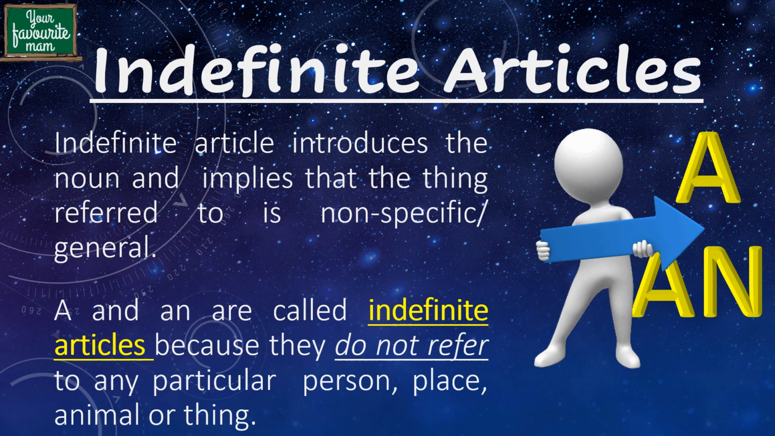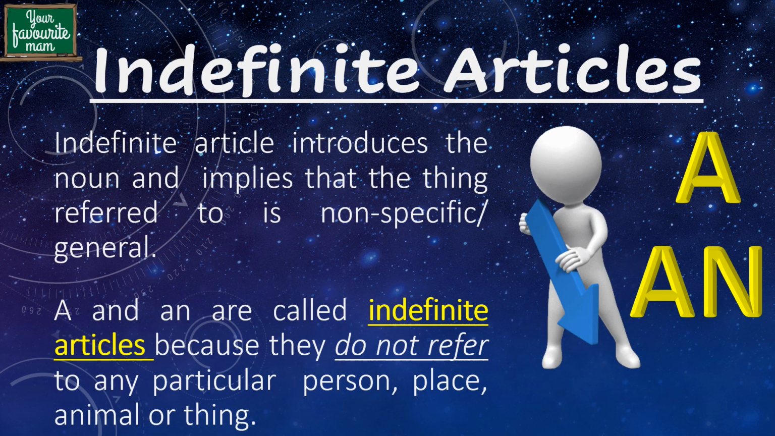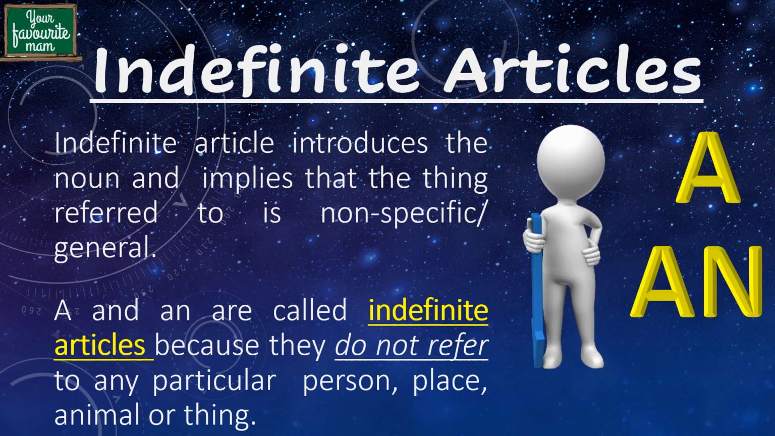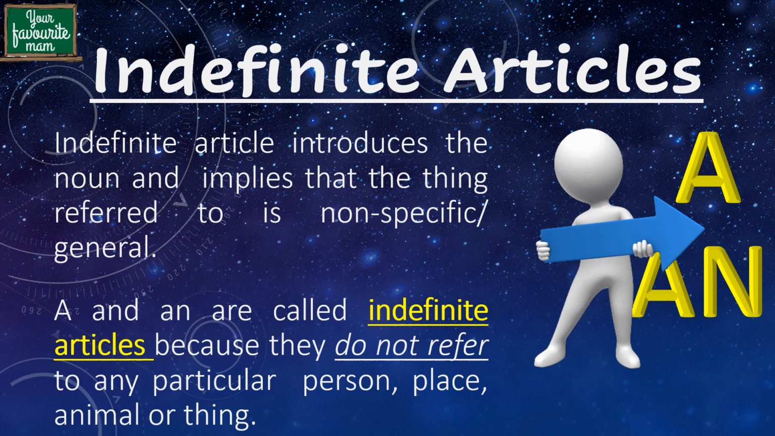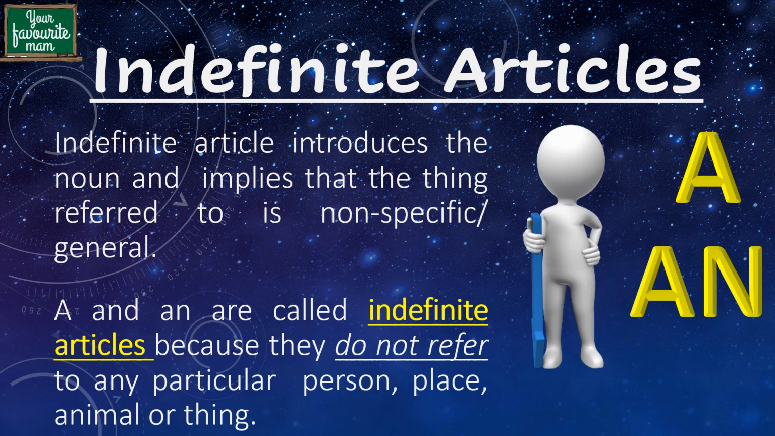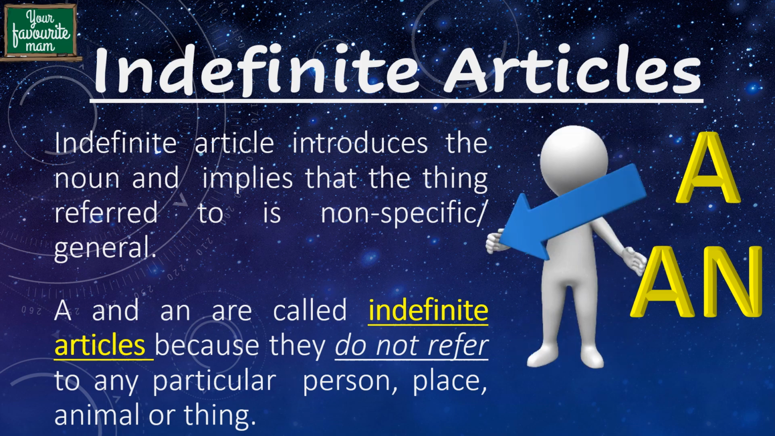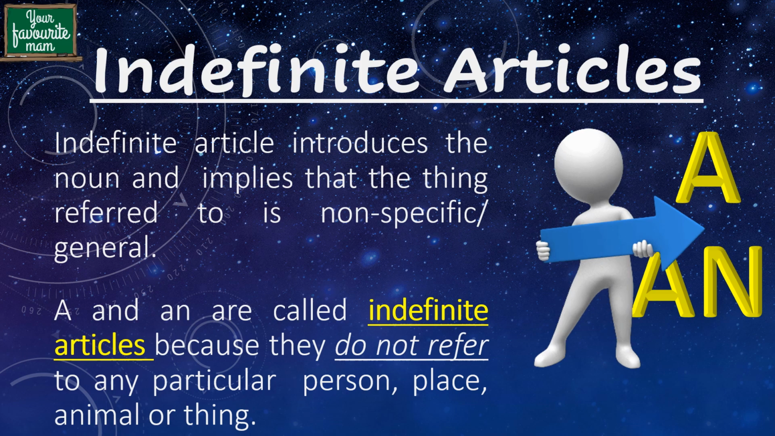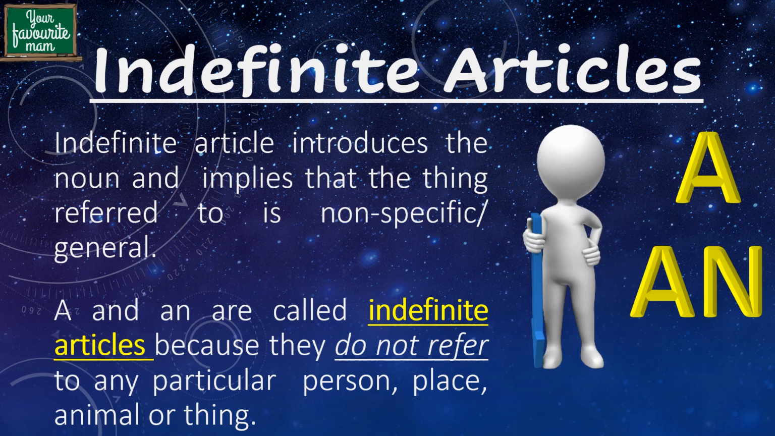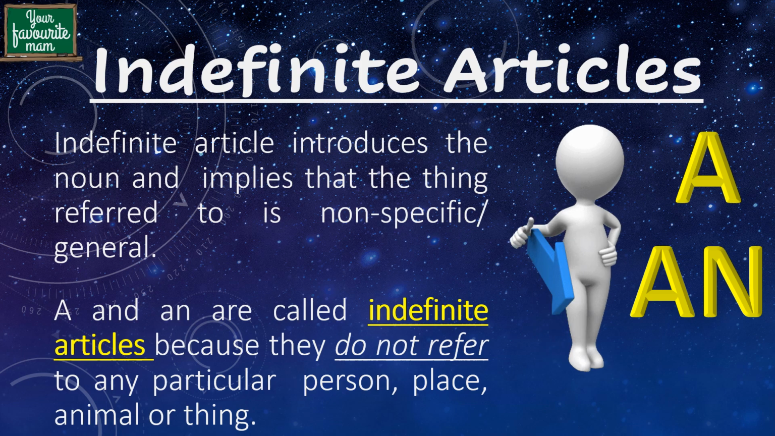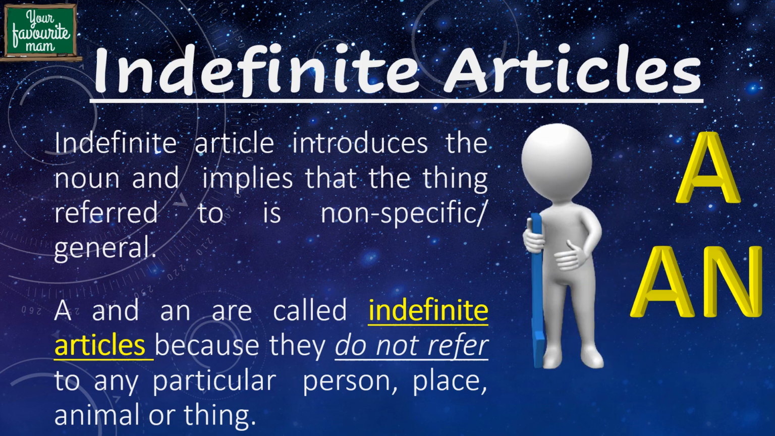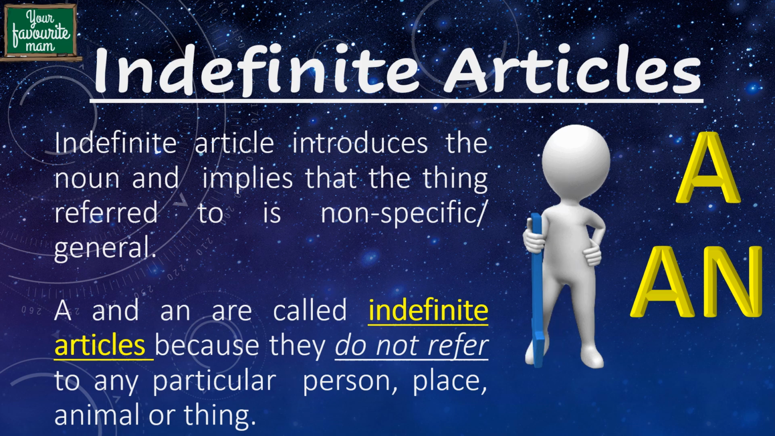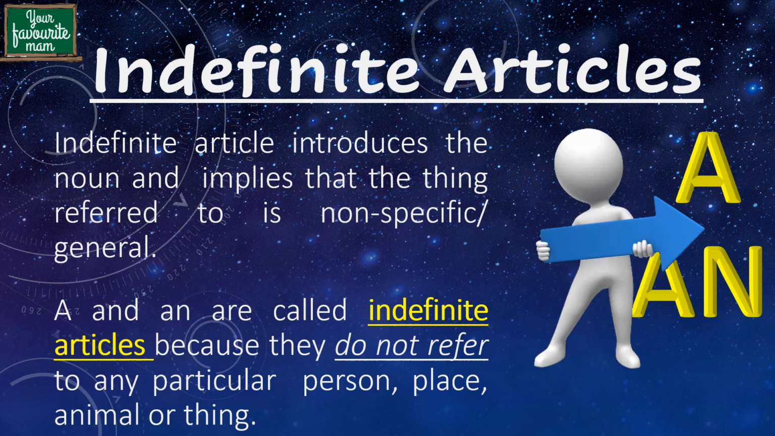An indefinite article introduces the noun and implies that the thing referred to is non-specific or general. A and an are called the indefinite articles because they do not refer to any particular person, place, animal or thing. So the article a we use in front of a word that starts with a consonant sound, whereas an we use before a word that starts with a vowel sound.